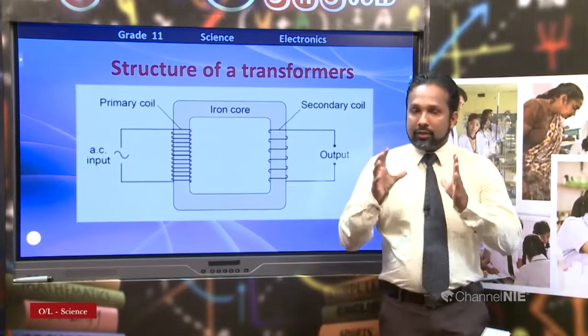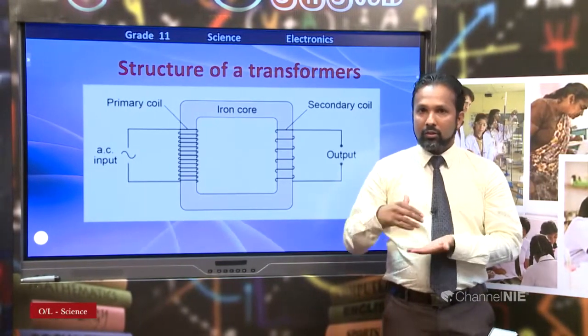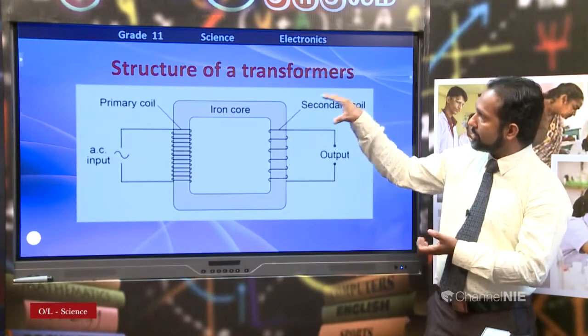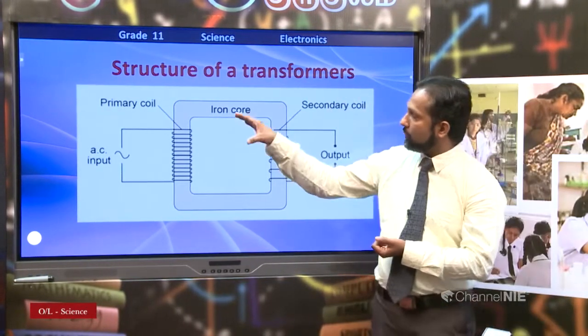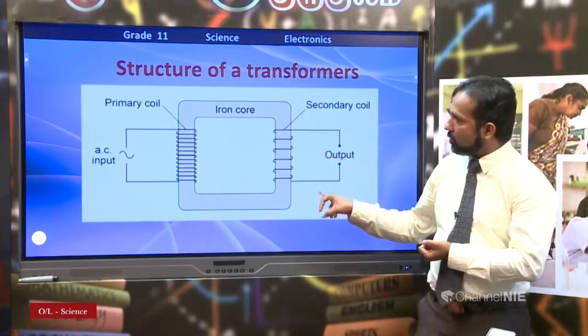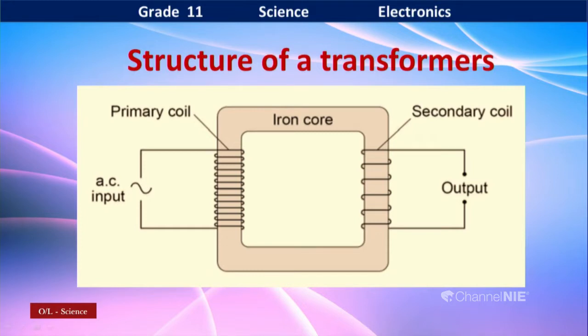So, the transformer is also created by focusing on this principle. This is the structure of a transformer. A transformer consists of an iron core, a coil which is called the primary coil, and another coil, we call it the secondary coil. Then you may have a question: how to find out the difference between primary coil and secondary coil? There are two coils. One is called primary, the other one is called secondary.